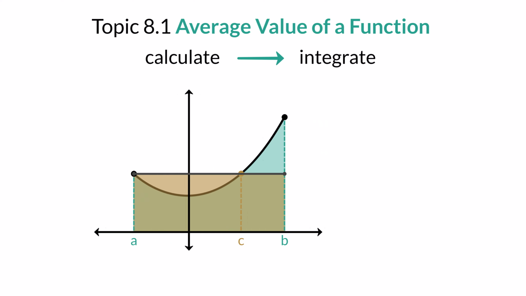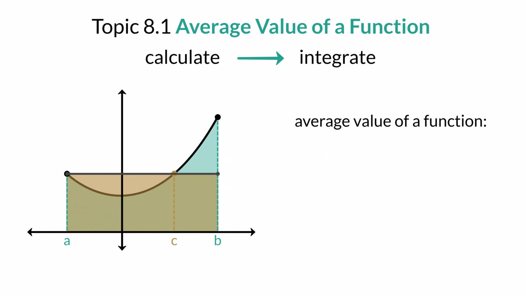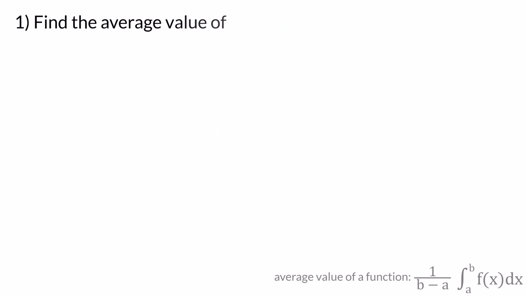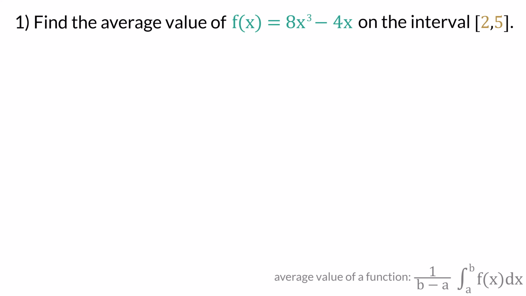To find the average value of a function, you take the definite integral from a to b and divide by the length of the interval, b minus a. For example, let's find the average value of a function. Let's take f of x equals 8x to the third minus 4x, and let's find the average value on the interval 2 to 5. Using our formula, we will need to integrate our function f from 2 to 5 and divide by the length of the interval, 3.